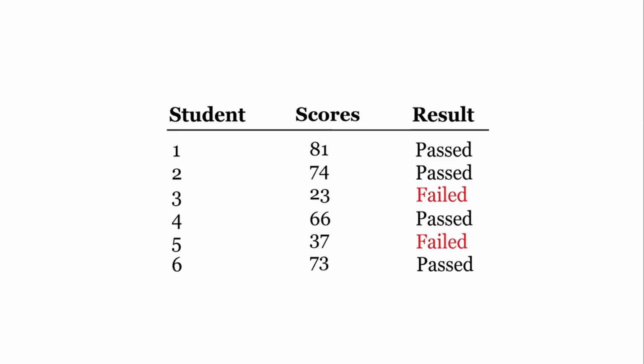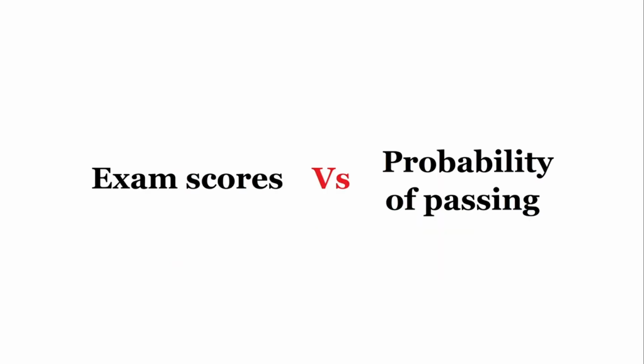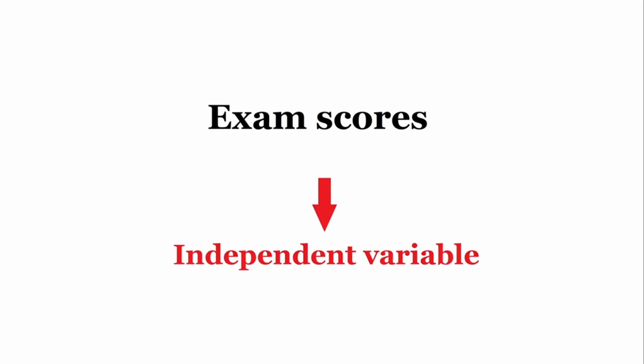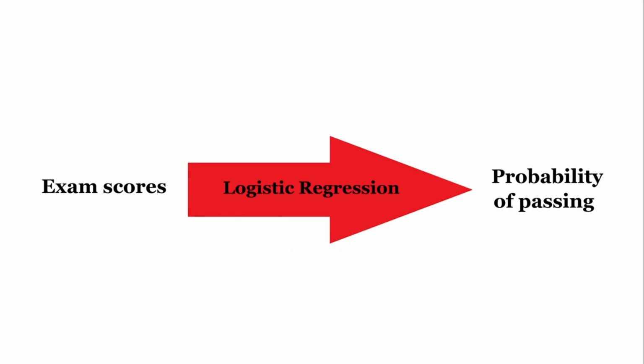In this video we are going to talk about logistic regression. Do you know that you can know whether you will pass or fail your next exam using machine learning? Suppose we have a dataset that contains information about students' exam scores and whether they passed or failed. We can use machine learning to model the relationship between the exam scores and the probability of passing. The exam scores are called independent variable. The probability of passing is called dependent variable. A logistic regression model will help us predict the likelihood of a student passing the exam based on their scores.